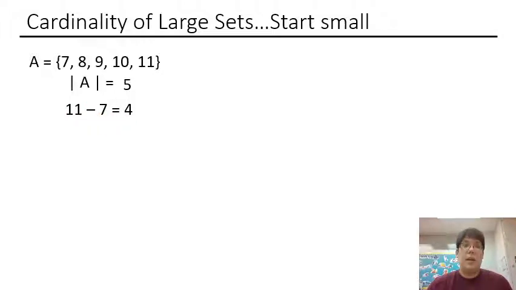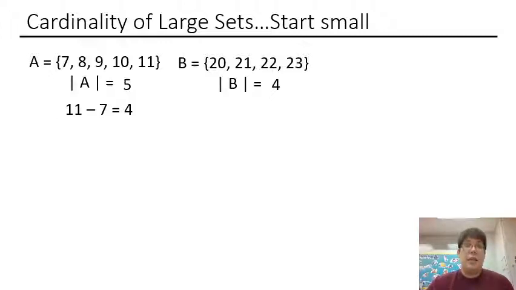All right, let's see what happens when we look at another set. Let's look at set B, which has the numbers 20 through 23. So you can easily count that the cardinality of that set is 4. But now let's do the same thing that we just did, and let's subtract 23 minus 20.